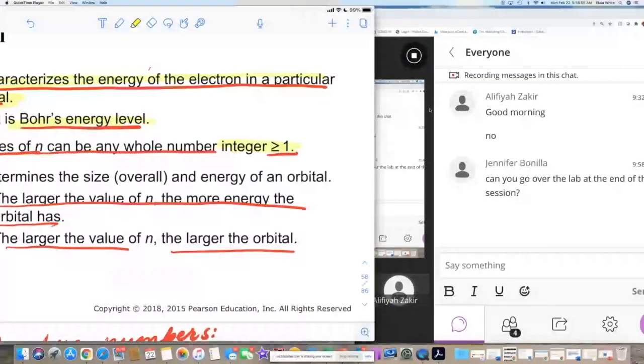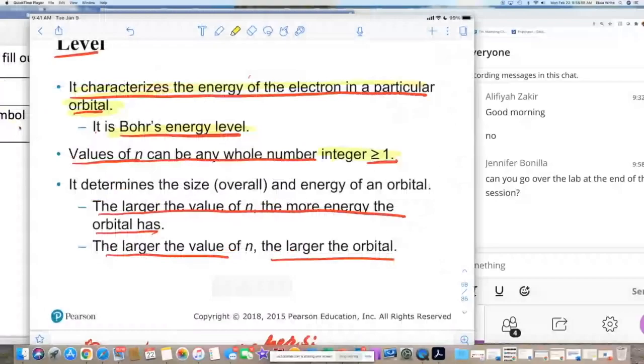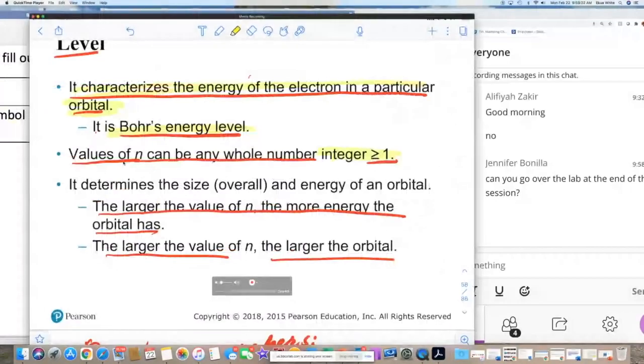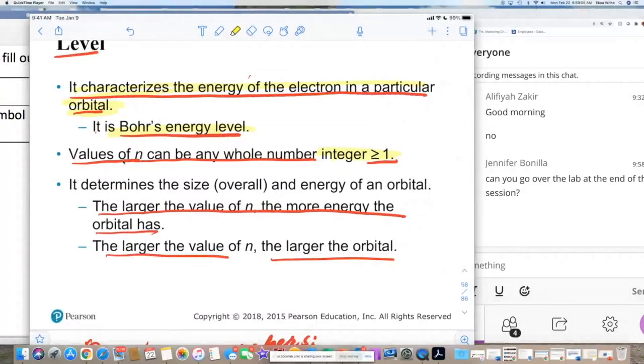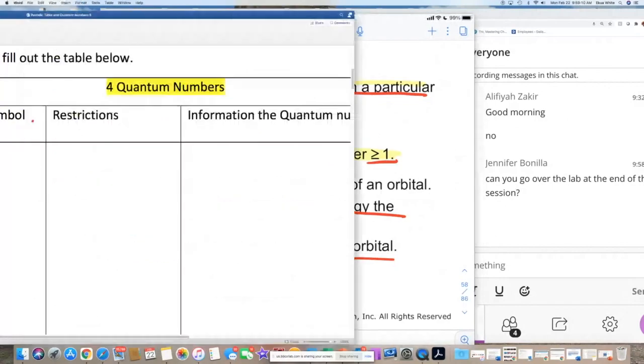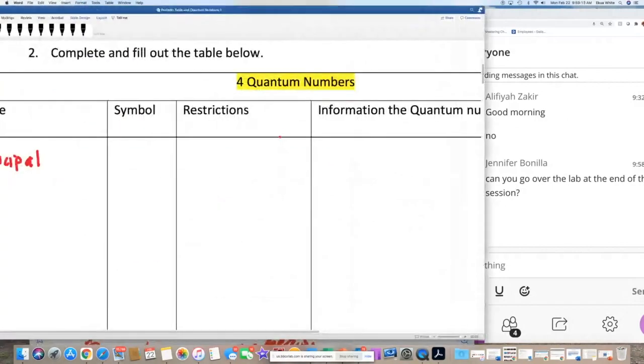Jennifer, are you talking about the lab I'm going over right now or a different lab? Are you saying, can I move to the other session? Is that what you're asking? I wanted to talk about the last lab that we were supposed to work on. This one here? No, the other one from chapter 2.